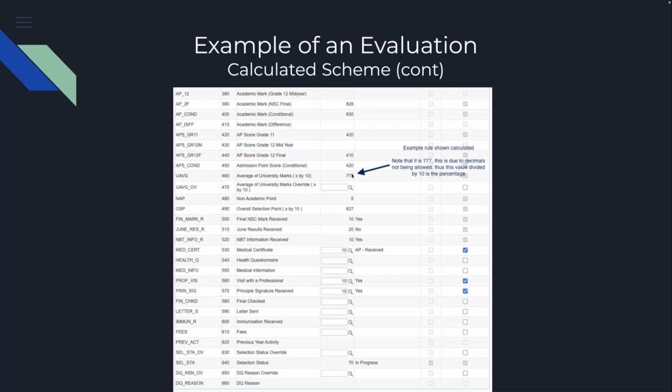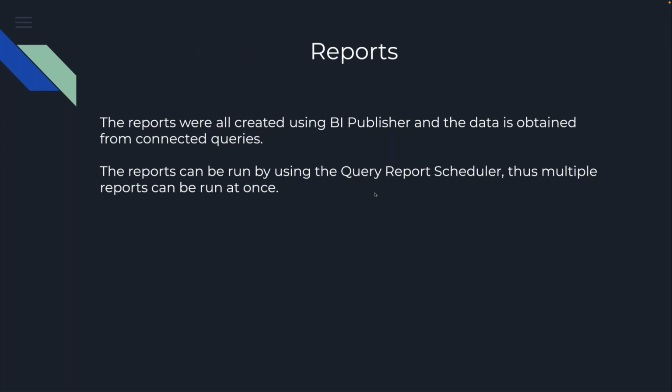So that's a 777. Now we know that that should be a percentage based on the business requirements, but due to the fact that we can't have any decimal values, we have multiplied the value by 10 in the rule, and that then can be divided by 10 over here for reporting purposes, or if somebody just wants to see what it is, you know that it's divided by 10 to give you 77,7. So that's the workaround for not being allowed to use decimal values. Okay, so Ashley will tell you a bit more about the reports.